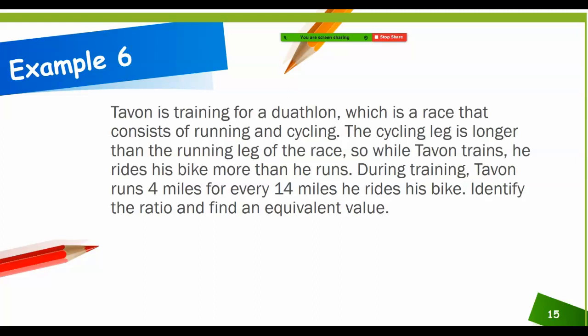All right, Miss Madison, what's my ratio? 4 over 14. Okay, so she compared 4 miles running to 14 miles biking. Now, it says to find an equivalent value. Each of you are going to give me an equivalent value. So you got to listen to what your classmates say so you don't repeat it. So Madison, you can go first. I got 2/7. All right, so she said 2/7ths.